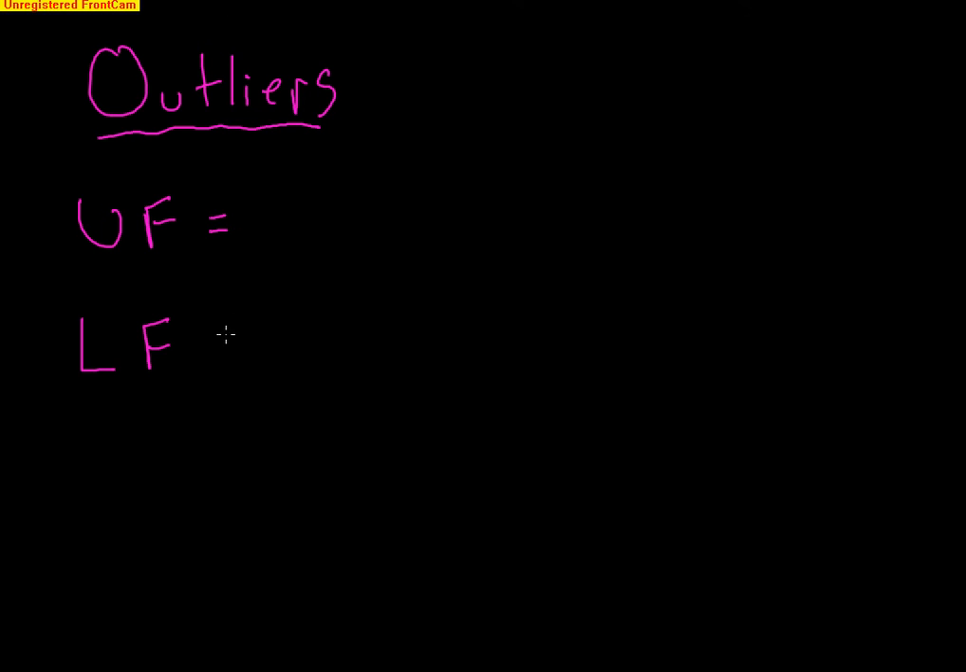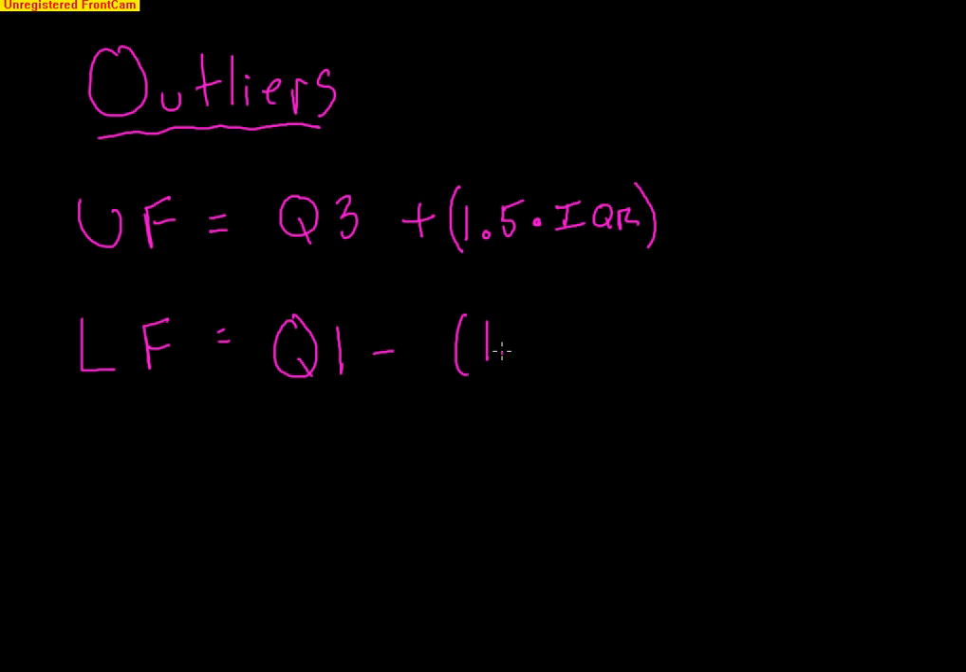So how do you find your fences? Well, we have a formula. To find your upper fence, you take your third quartile and add 1.5 times the IQR. So now you see why I couldn't talk about outliers until I talked to you about IQR. So the upper fence is Q3 plus 1.5 times the IQR. Remember, multiplication comes first, so make sure you do the 1.5 times the IQR first. And your lower fence is Q1 minus 1.5 times the IQR. So hopefully that makes sense. If you are above the upper fence, you're an outlier. If you're below the lower fence, you're an outlier.